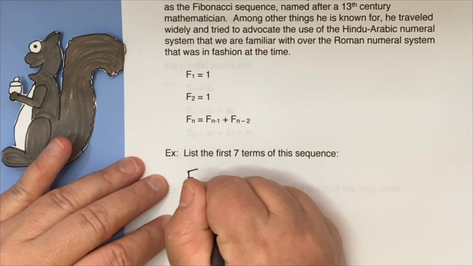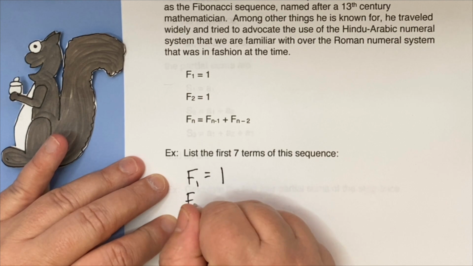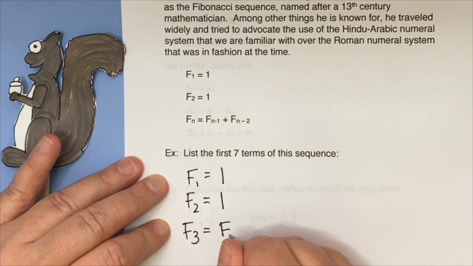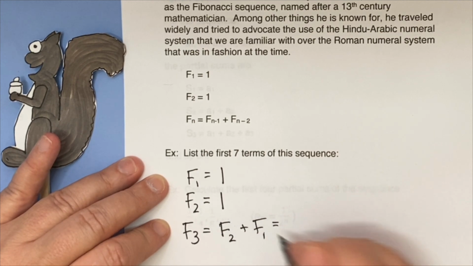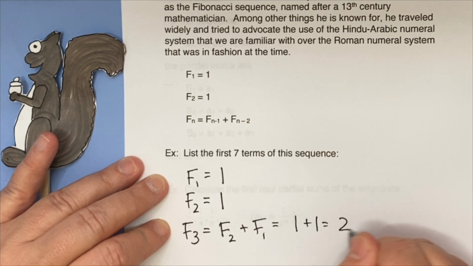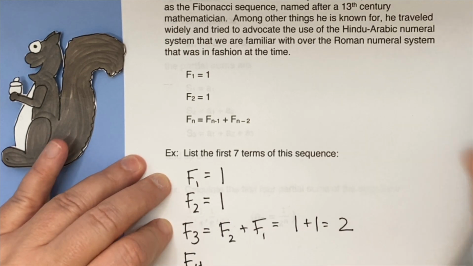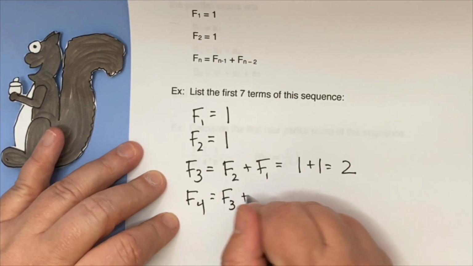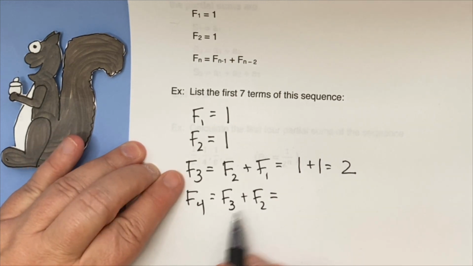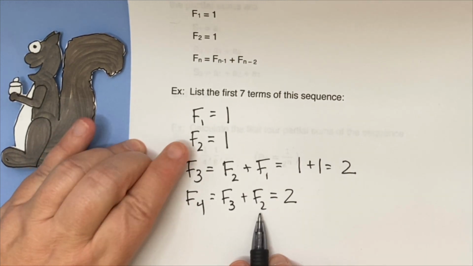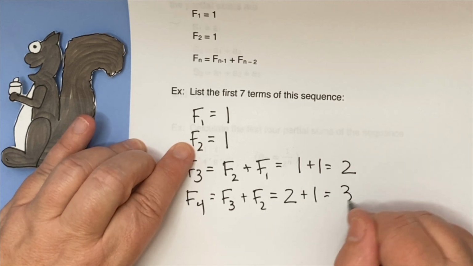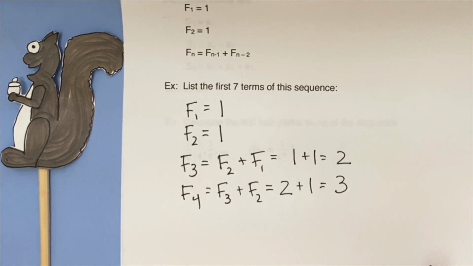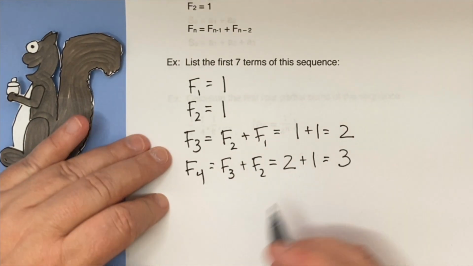Okay, so f sub 1 is 1. F sub 2 is 1. F sub 3 equals f sub 2 plus f sub 1, which is 1 plus 1, which is 2. F sub 4, it's going to require me to move it up, is the sum of f sub 3 plus f sub 2. F sub 3 is 2. F sub 2 is 1. And we get 3. Now, if I keep listing it this way, you're not going to see the pattern as easily as if I write it this way.